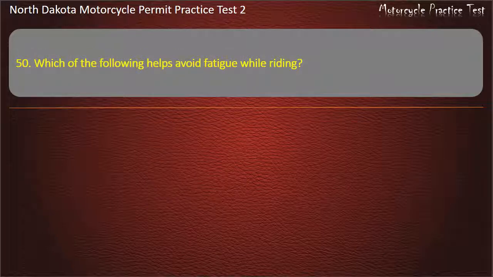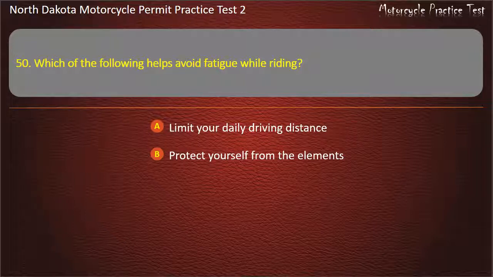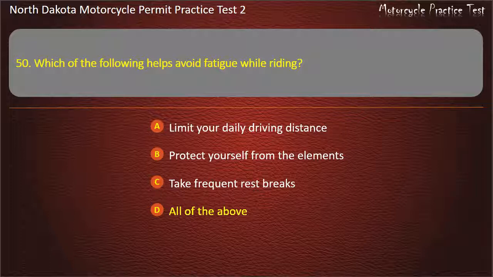Question 50. Which of the following helps avoid fatigue while riding? Limit your daily driving distance. Protect yourself from the elements. Take frequent rest breaks. All of the above. Answer: all of the above.